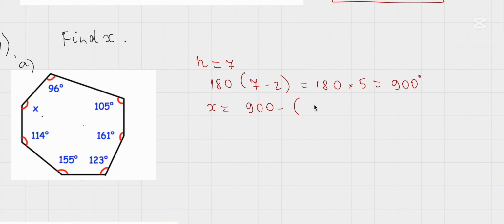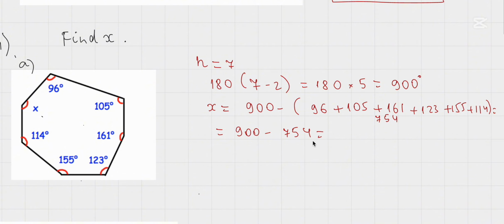900 minus 96, 105, 161, 123, 155, 114. Now, if you calculate this, you will get brackets as 754. And if you subtract 900 minus 754, you will get final answer as 146 degrees.